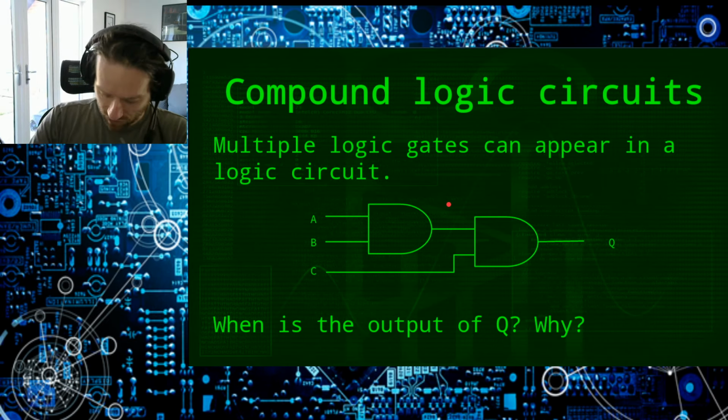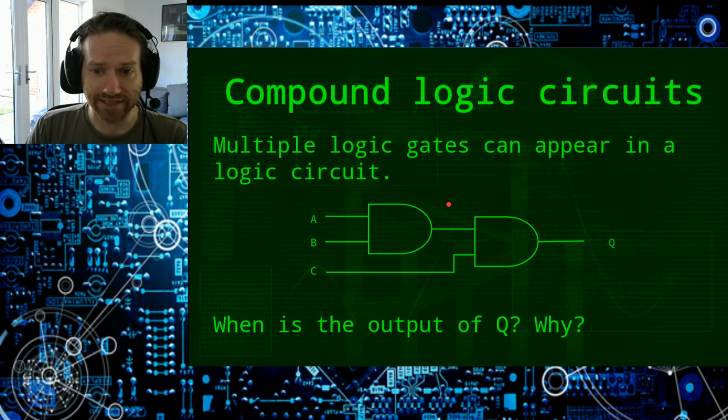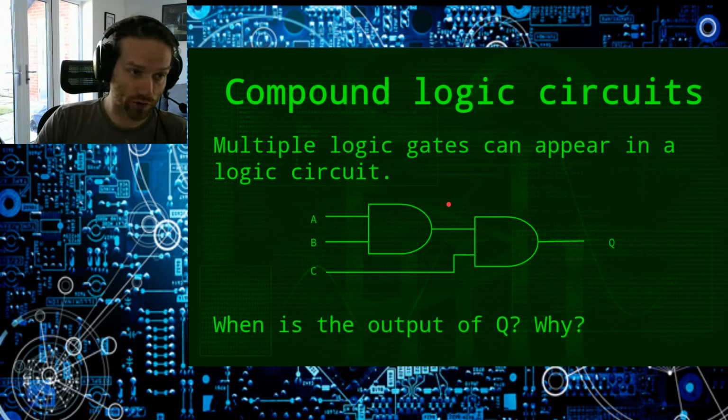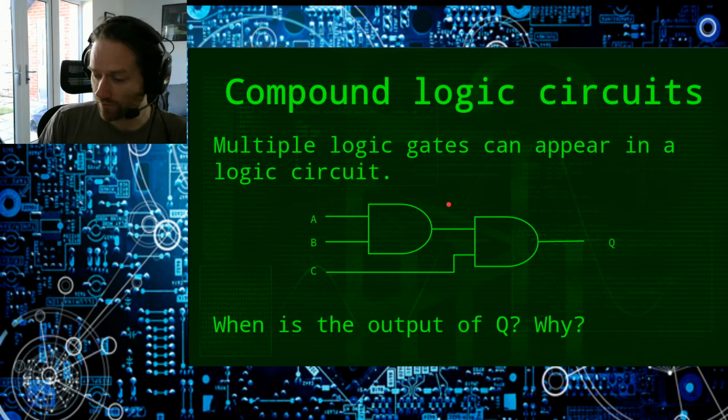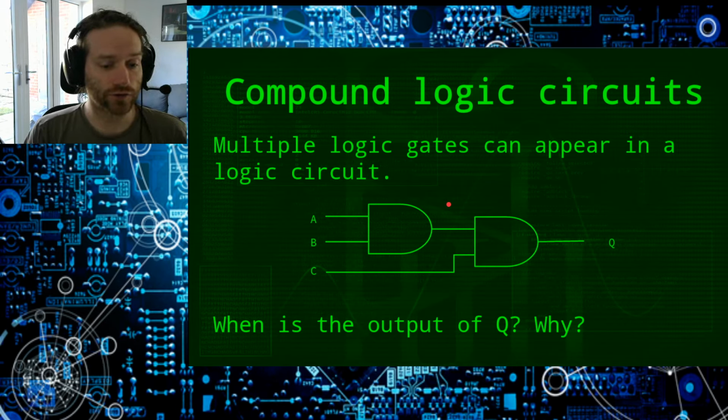You could draw the truth table for that. Here's a question for you. When we had a single gate with 2 inputs, there were 4 rows in the truth table. If I've got 3 inputs, how many rows am I going to need on the truth table?